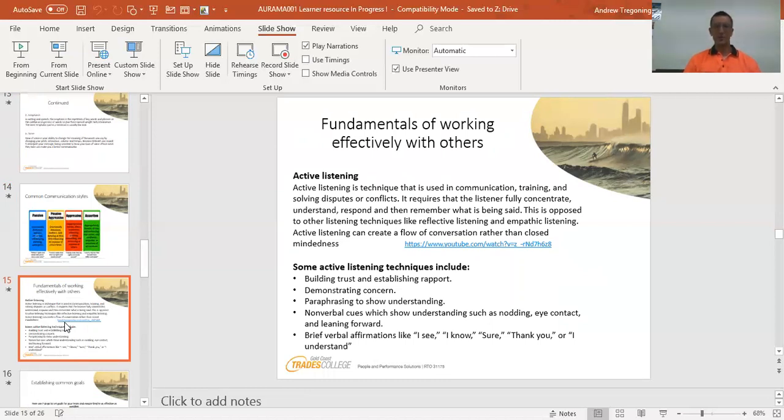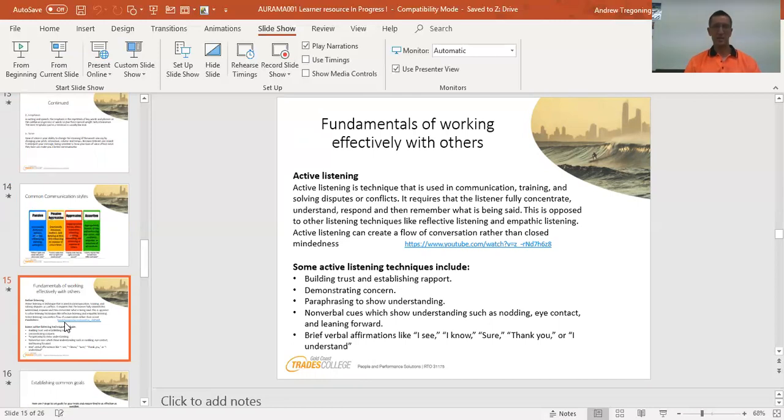Some fundamentals of working effectively with others. Another communication technique is active listening. Active listening is a technique that's used in communication, training, and solving disputes or conflicts. It requires that the listener fully concentrate, understand, respond, and then remember what is being said. This is opposed to other listening techniques like reflective listening and empathetic listening.